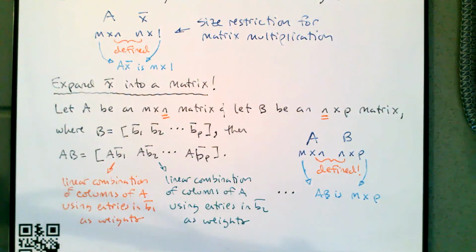So this is not the distributive property. We're just multiplying a matrix by a vector for all the columns of B. It's like taking that A times X and doing it for every column of B.